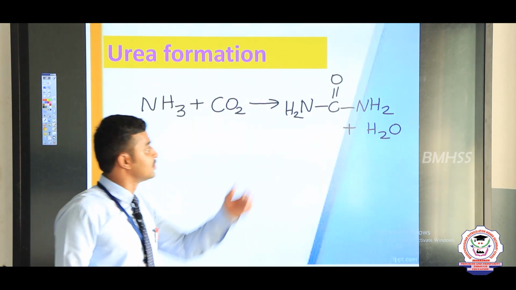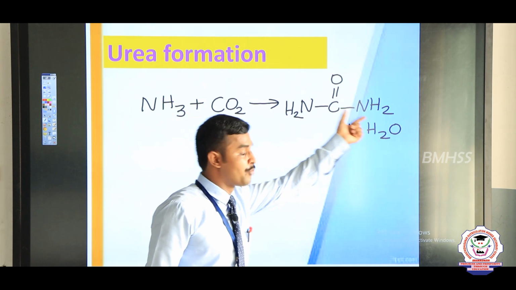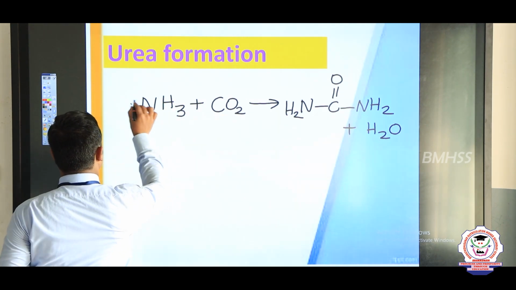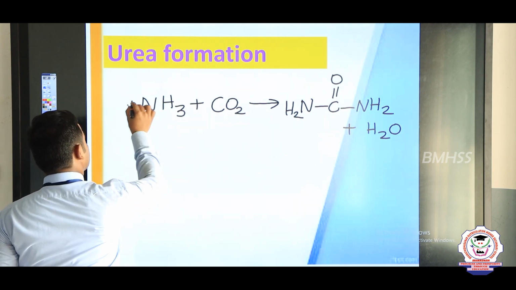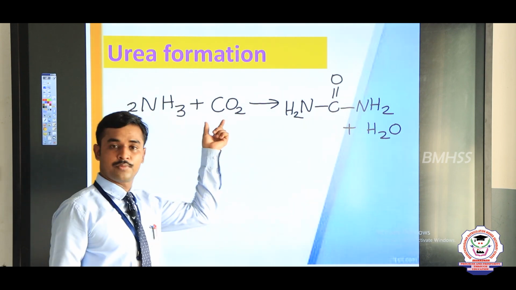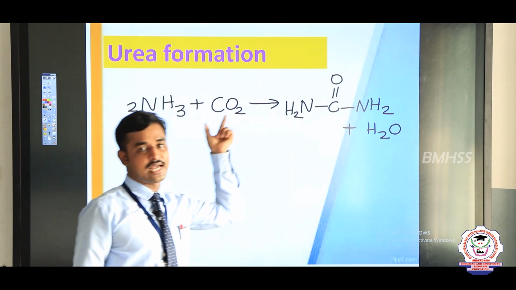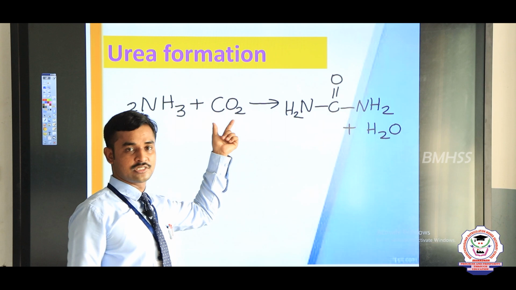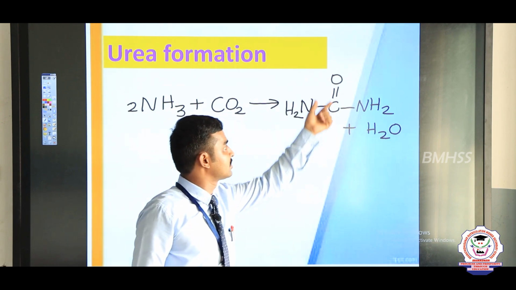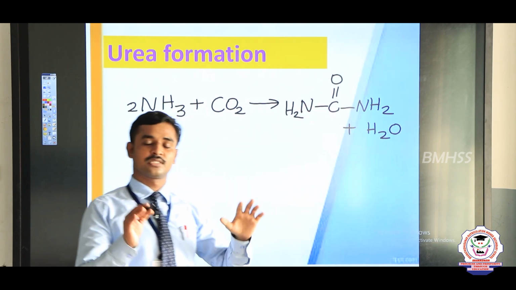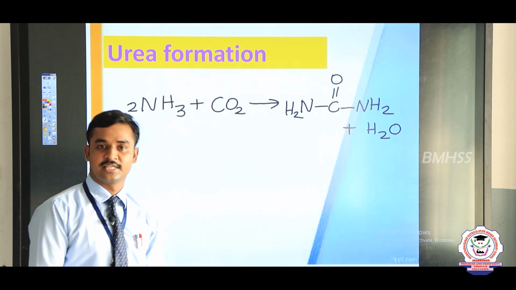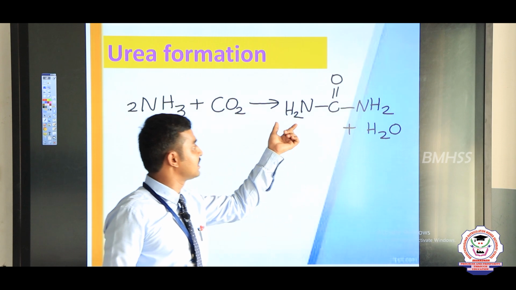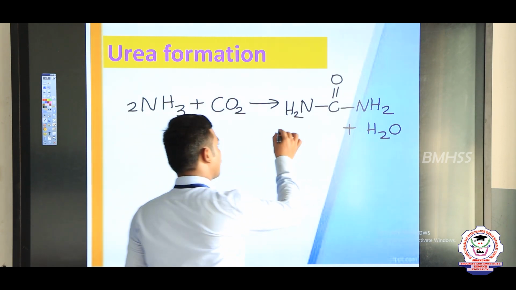In this equation, you can see on the right side 2 ammonia molecules are present here. So, on the left side we can write 2 in front of ammonia, and the number of carbons is also 1 on the left side and right side. The number of oxygen is also balanced: it is 2 on the left side and 2 on the right side. So, this is the correct balanced equation. This equation is the urea formation reaction, because the molecule NH2CONH2 is urea.